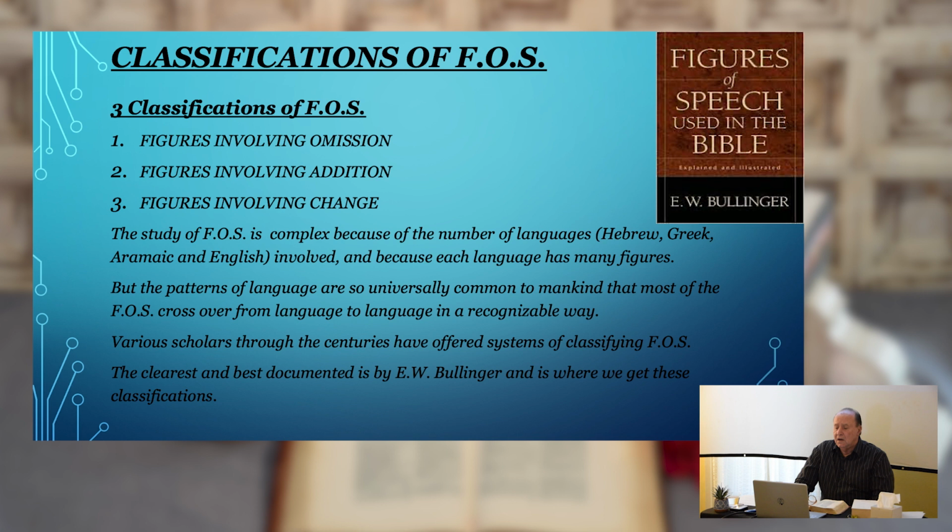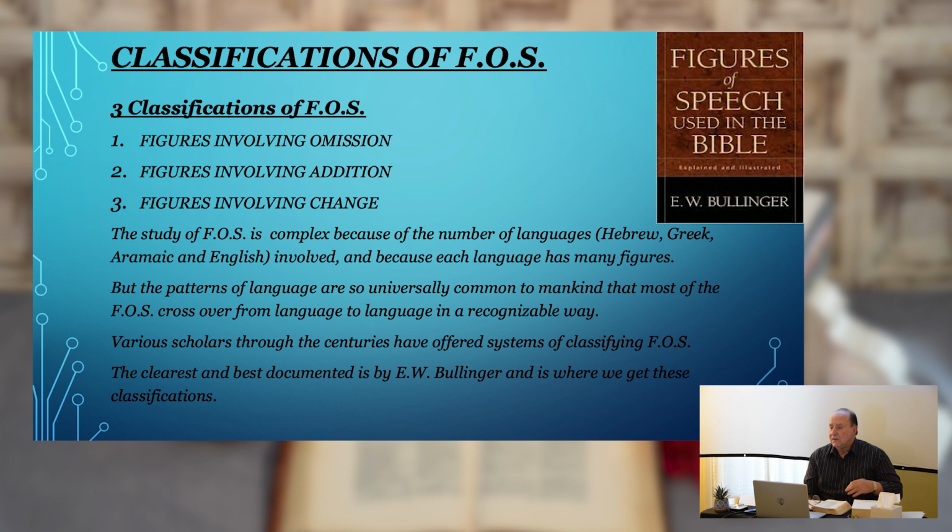The study of figures of speech is complex because of the number of languages involved, Hebrew, Greek, Aramaic, English, and because each language has many figures. But the patterns of language are so universally common to mankind that most of the figures of speech cross over from language to language in a recognizable way. Various scholars through the centuries have offered systems of classifying figures of speech, but the clearest and best documented is by E.W. Bullinger, and is where we get these different classifications from.